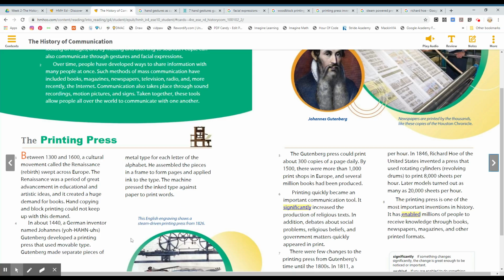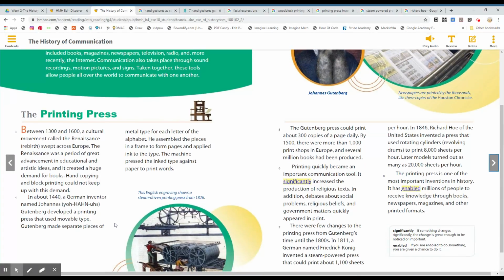But of course, boys and girls, they couldn't produce enough books that way. It was not fast enough. I remember from social studies it was necessary. Everything needed to be fast and mass produced, a lot of them. And so from there, in about 1440, a German inventor, Johann Gutenberg, invented a printing press.